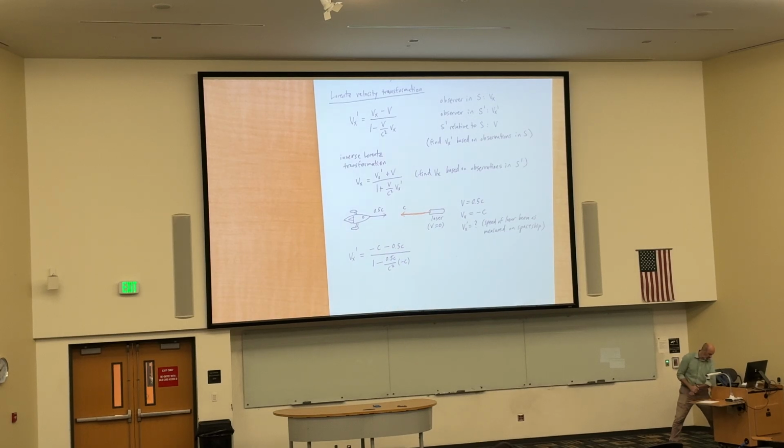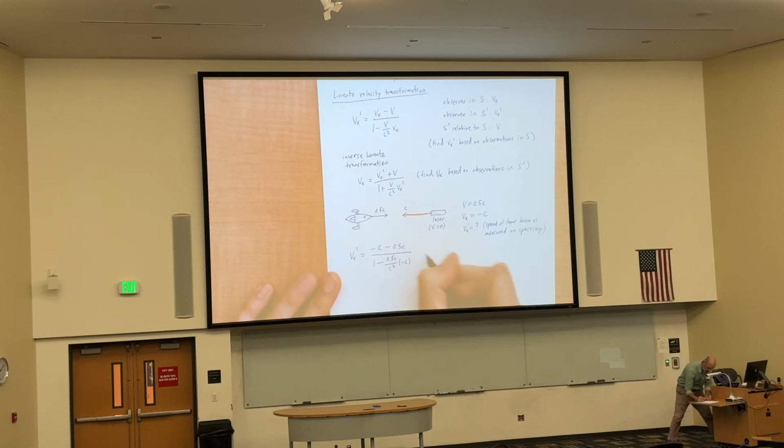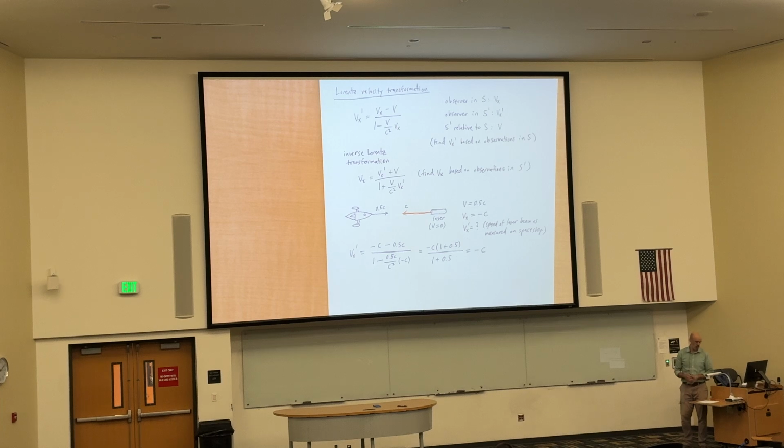All right, so let's work this out algebraically. So I'm going to take out a common factor of minus c. So this is minus c times 1 plus 0.5, divided by, on the bottom, this c times this negative c gives me minus c squared, divided by c squared gives me minus 1, times 0.5 is plus 0.5. So I have 1 plus 0.5. And so they measure minus c. So the person on the spaceship measures minus c as well, right?